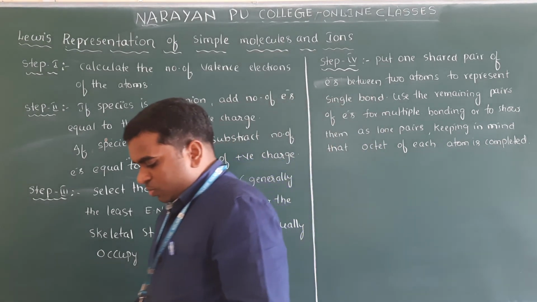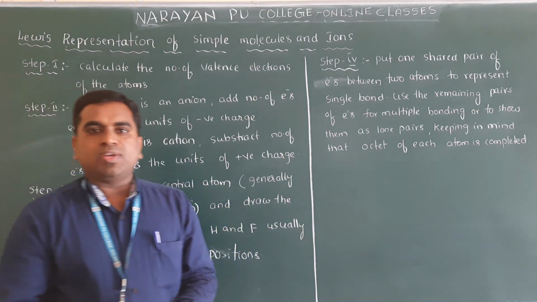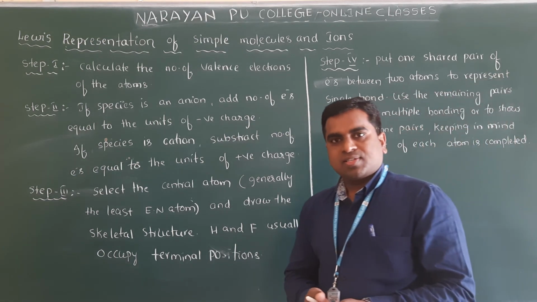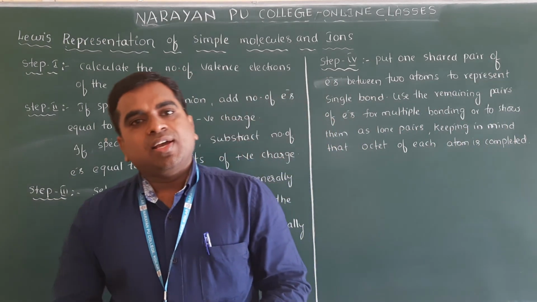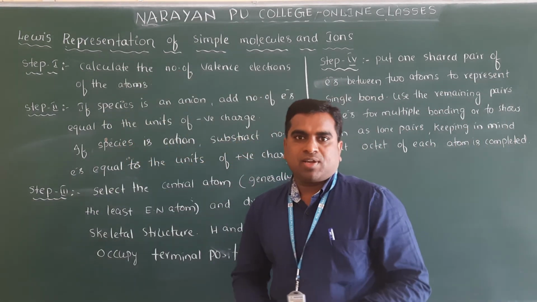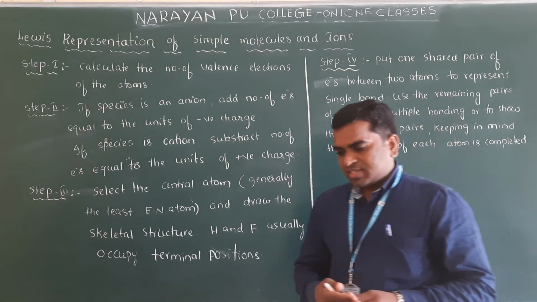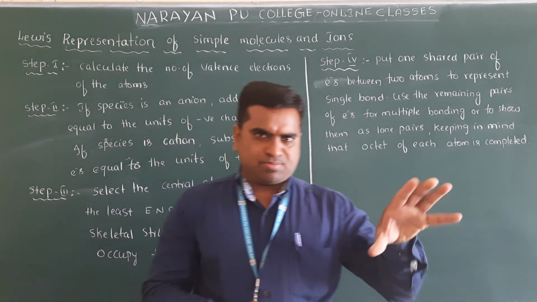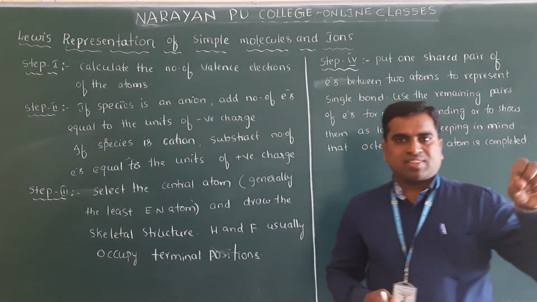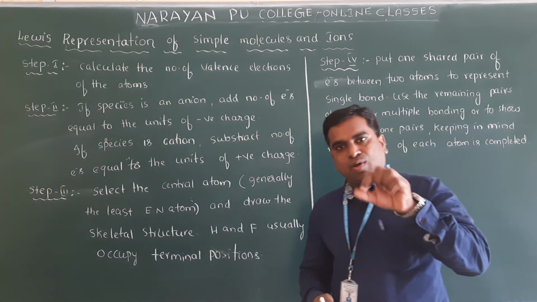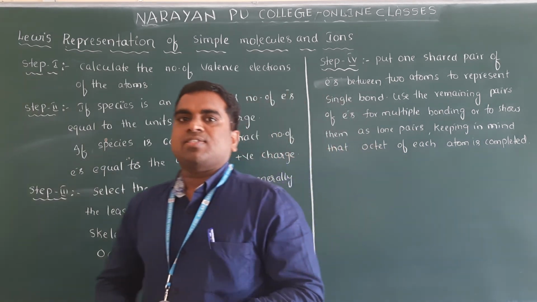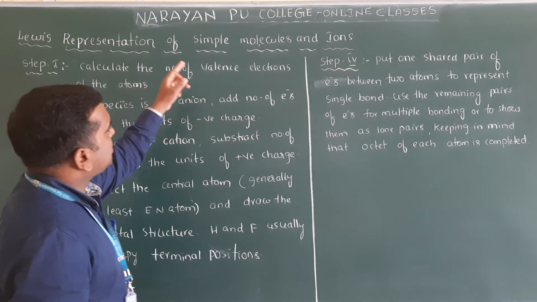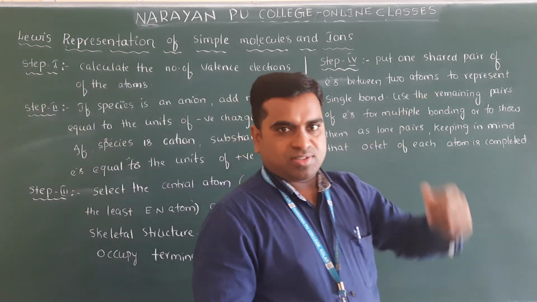In the last video we discussed the Lewis symbols, or simply Lewis dot symbols, or electron dot symbols. Lewis structure can also be called that. In the last class we discussed the Lewis symbols for atoms and ions. And in this class we will discuss the Lewis representation of simple molecules and ions.